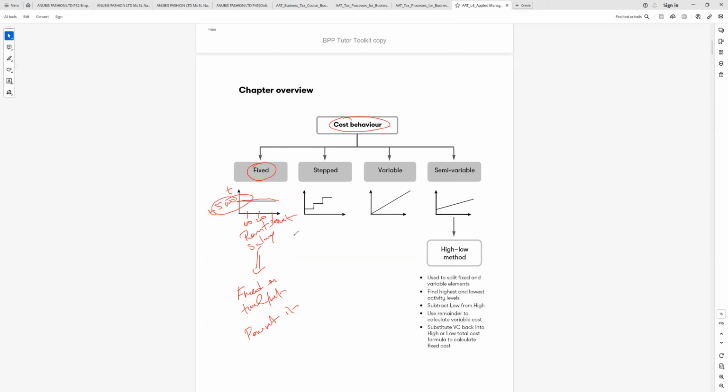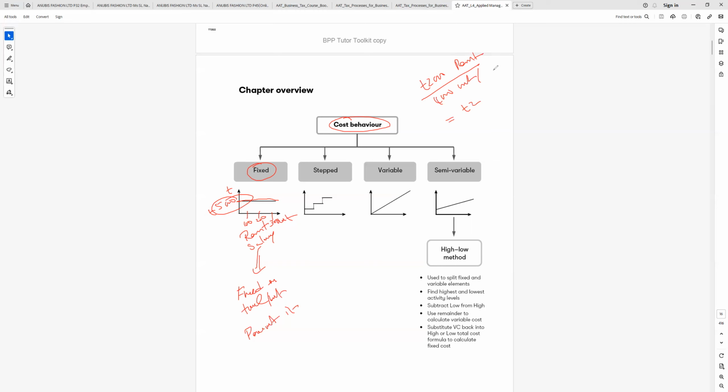For example, let's say my rent is £2,000. And if I make 1,000 units, then the rent per unit of production will be £2.